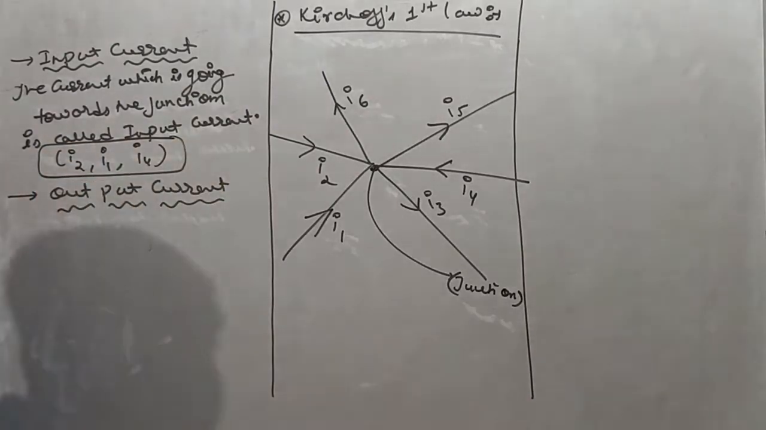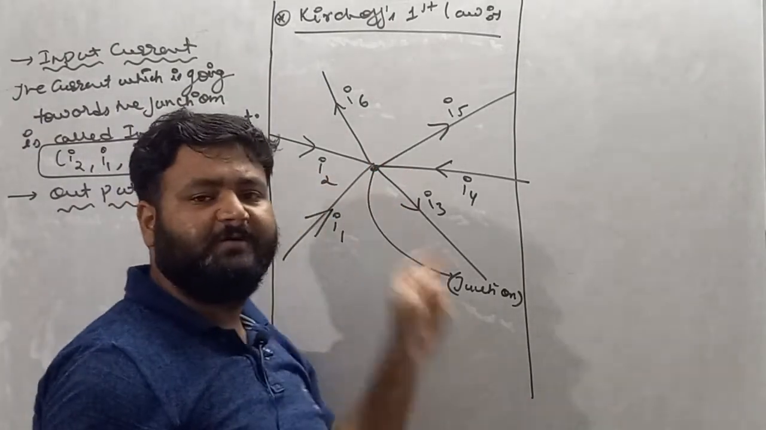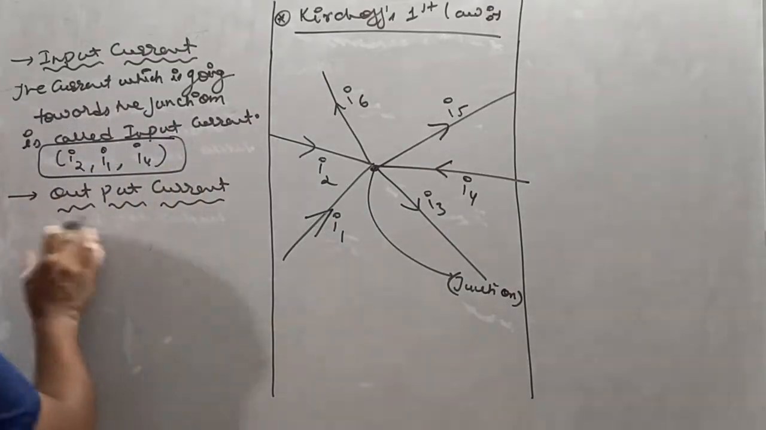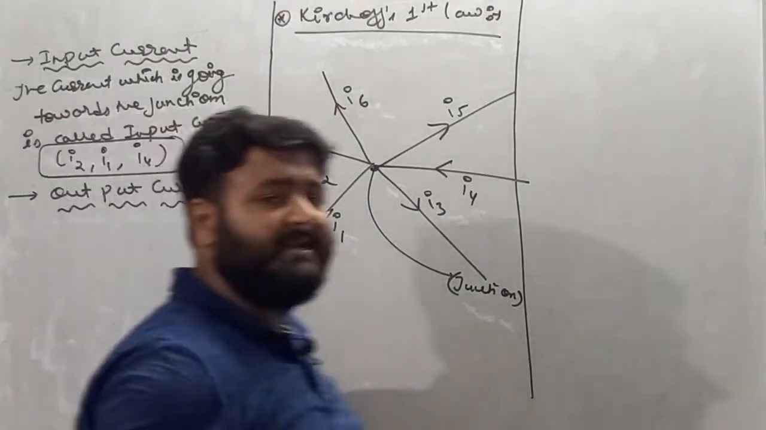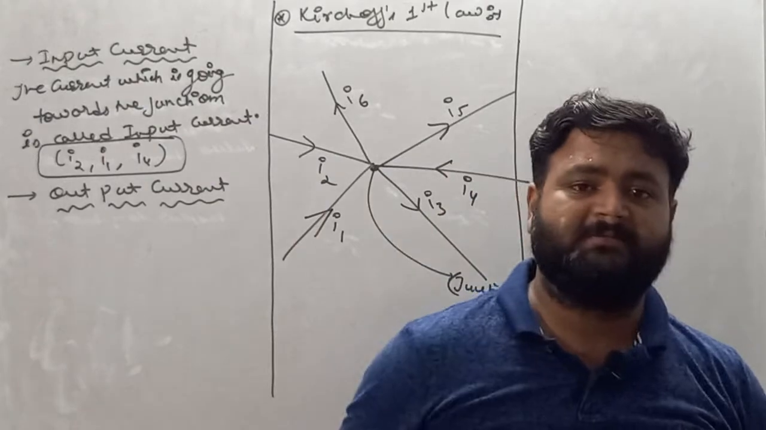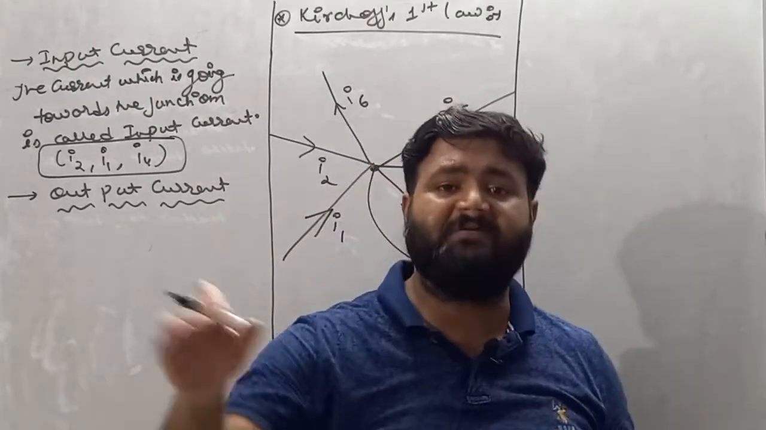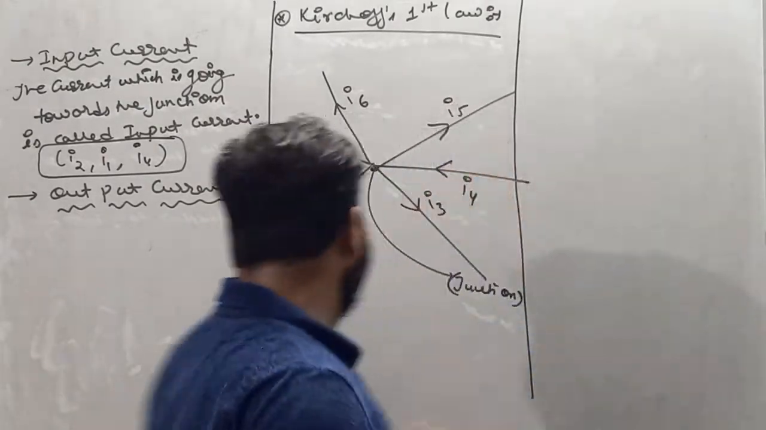Why input current, dear student? Because these currents are going towards the junction. Simple. Similarly, output current. Those currents which are going away from the junction are said to be output current.